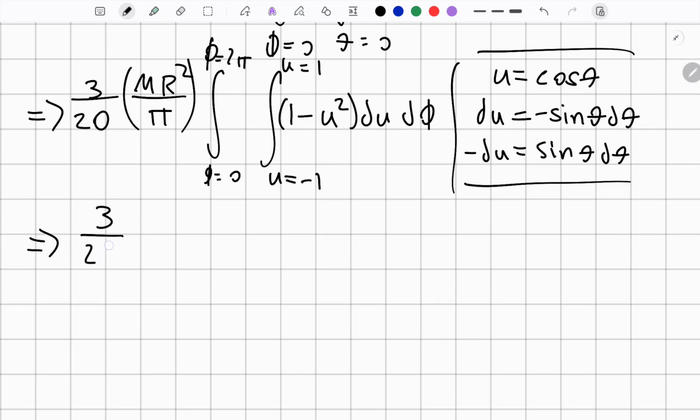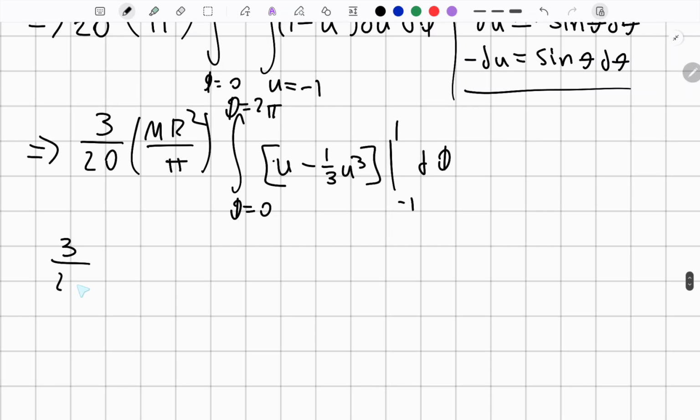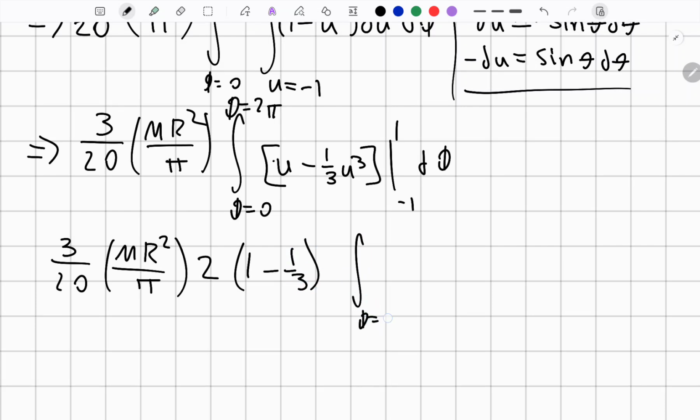I'm going to work down here, 3 over 20 m R squared over pi. And phi equals 0 to phi equals 2 pi. And we're going to have u minus 1/3 u to the 3rd, and that's going to be evaluated between negative 1 and 1. And then d phi. So that's going to be 3 over 20 m R squared over pi. We notice that when we do this, we're going to get 2 times the evaluation from 0 to 1. So you can pull out a 2. We're going to get 1 minus 1/3. And then phi equals 0 to phi equals 2 pi d phi.